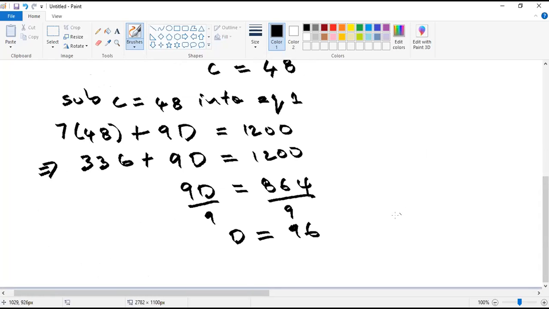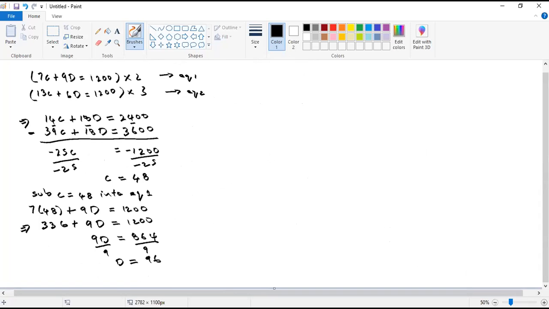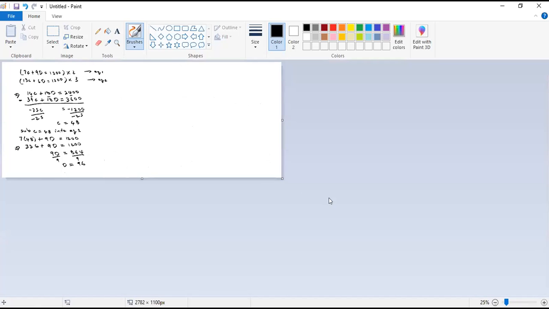Let me see if I can even expand the screen a bit. All right.